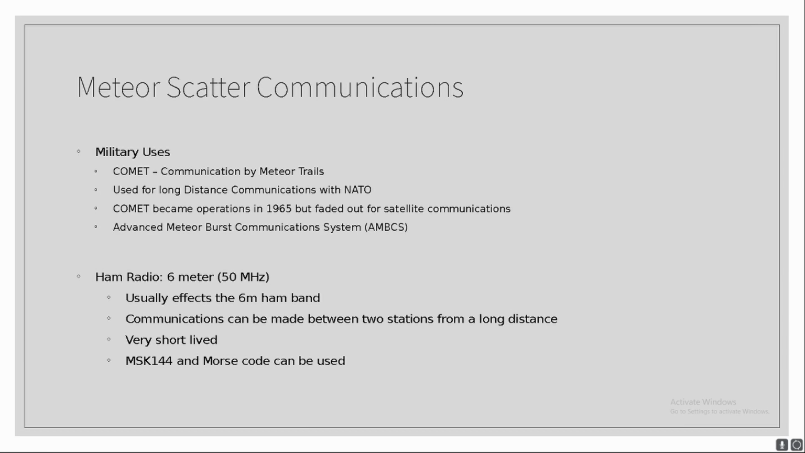Once again, for ham radio, we use it on 6 meters generally. That's the band it usually affects. Communication can be made between two stations over a long distance. Very short-lived, of course. MSK144 and Morse code can be used. If you get the time to try meteor scatter, I highly suggest doing it. Try it during a meteor shower and see if you can make any communications out there.